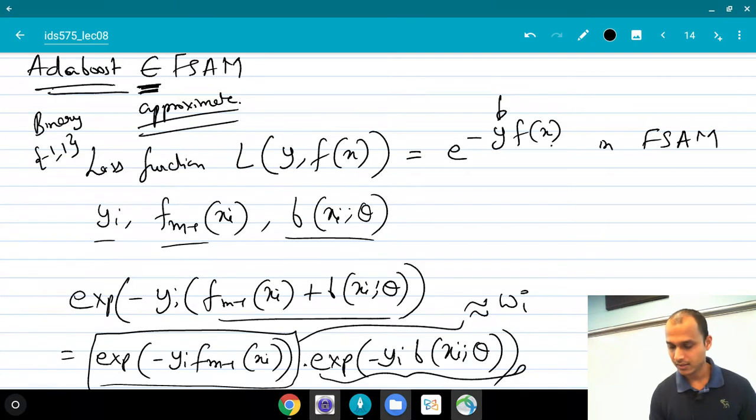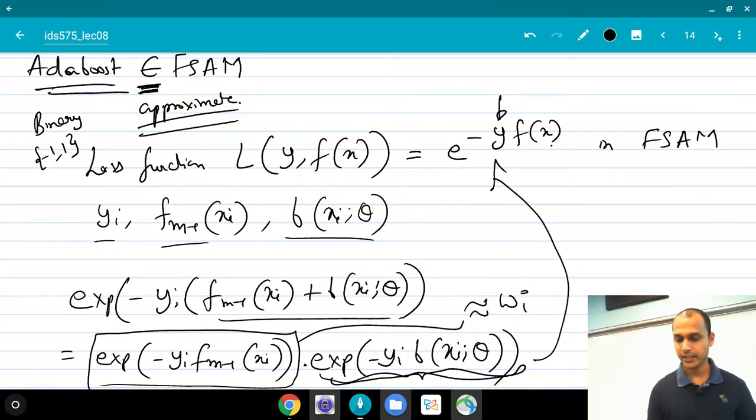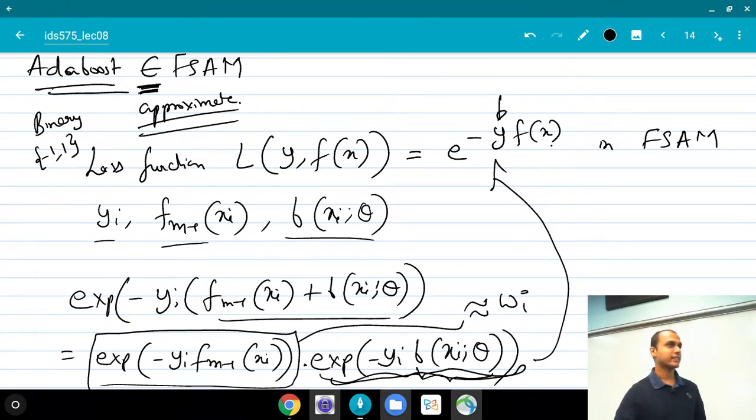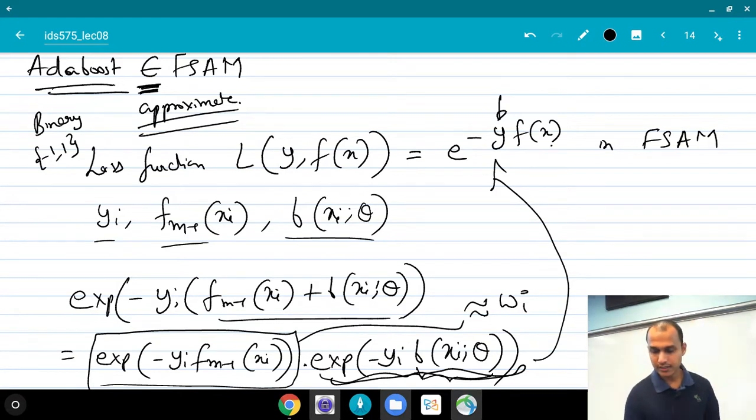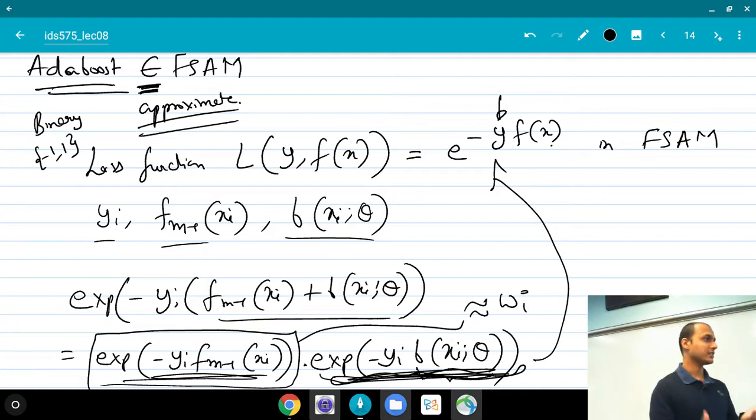And this second term is the usual loss function, e to the power minus y times f of x. In this case, f of x is like B of xi comma theta. The parameter is theta, but this is basically minus y times f of x. That's the second term, which is a loss. The first term is like the weight, so it's a weighted loss function. And you're trying to find the beta which minimizes the weighted loss function.